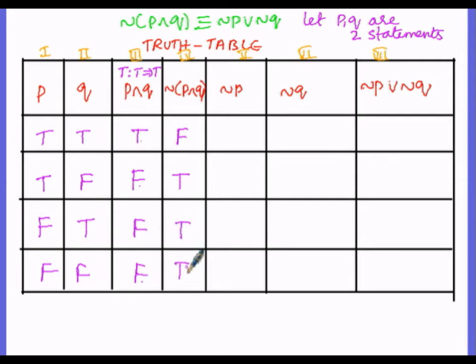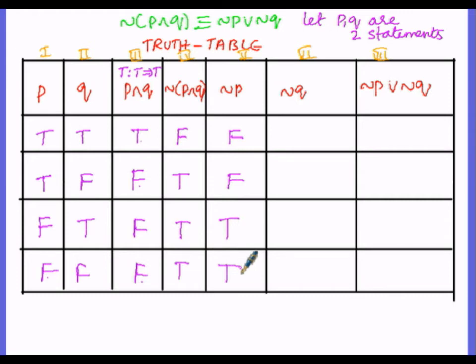Now let us find the negation of the statement P. The truth values of P are T, T, F, F, therefore the negations will be: if it is true, the negation will be false. Then P is true, the negation will be false. So here the truth values are false. Under the statement P that is false, the negations will be true and true.